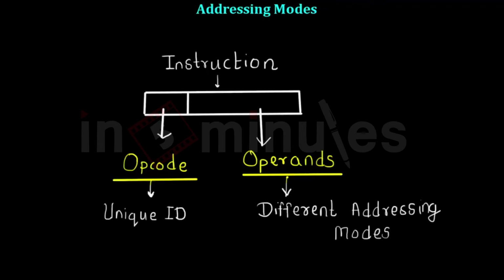Now, there are different ways to provide the information regarding operands. And depending on how the operand is fetched in the instruction, we have different addressing modes. So let's look at the addressing modes and their significance one by one.